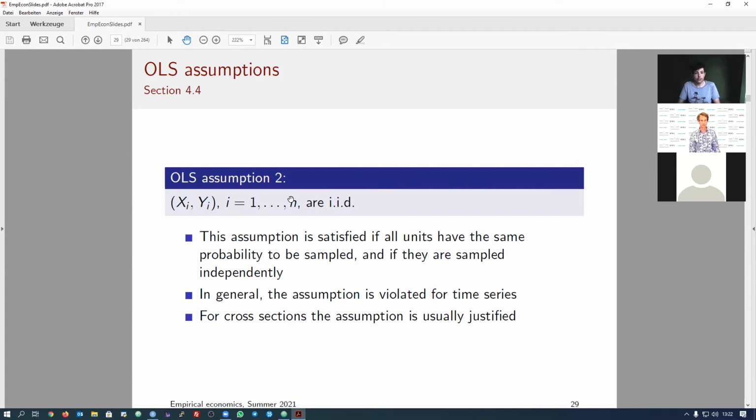Sometimes, if, for example, these tests would not be mandatory, but you could choose yourself whether or not you want to participate in the test, then you might have some selection problems, some self-selecting routines before even observing the test score. Then this assumption might be violated as well.